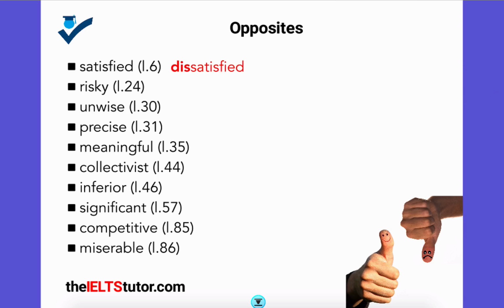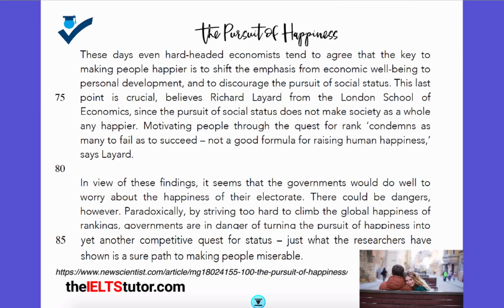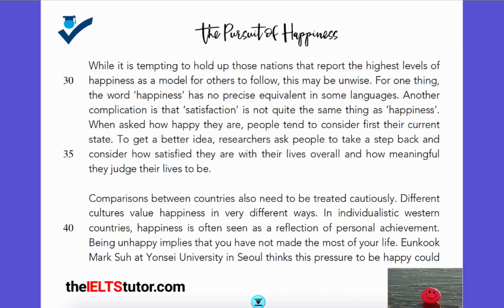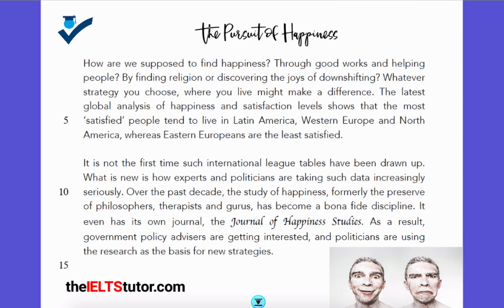Now, let's take a look at how this is used in context. You can see that it is actually found in line 6. The latest global analysis of happiness and satisfaction levels shows that the most satisfied people tend to live in Latin America, Western Europe, and North America, whereas Eastern Europeans are the least satisfied. So the opposite of this word would be dissatisfied.